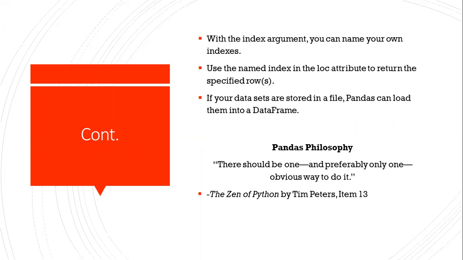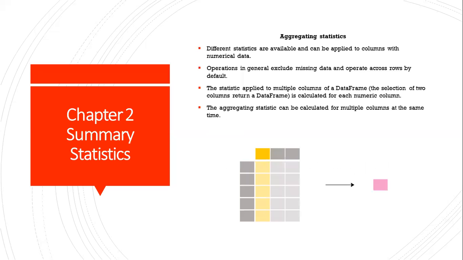There should be one and preferably only one obvious way to do it. And this was written in the book The Zen of Python by Tim Peters.